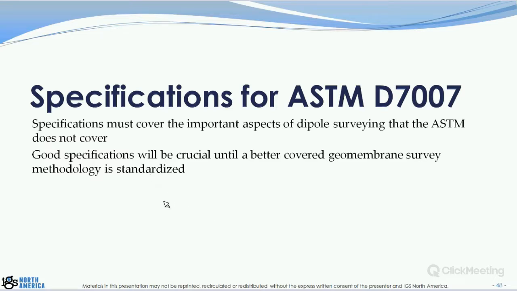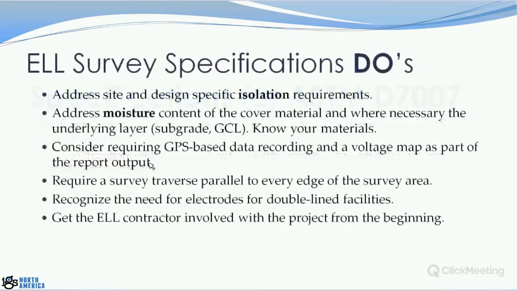So let's talk about what good survey specifications need to cover. First of all, site and design specific isolation. That's number 1, because everything else can kind of be done afterwards. If you don't address how you're going to isolate the cover material from the underlying layer as part of the construction design and schedule, you might be in a really bad situation when you don't have isolation and you have to do something like dig an isolation trench or perform the survey anyway at an increased measurement density, which is going to cost 9 times as much and also not be effective.